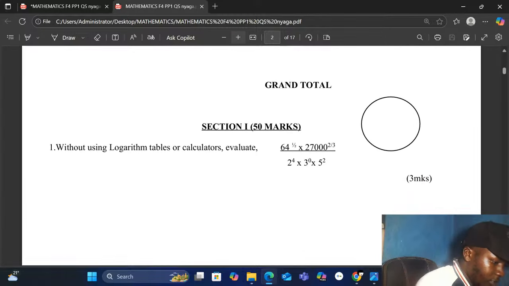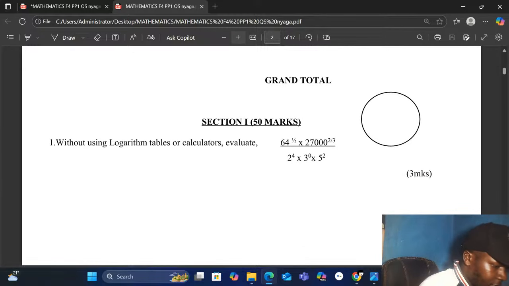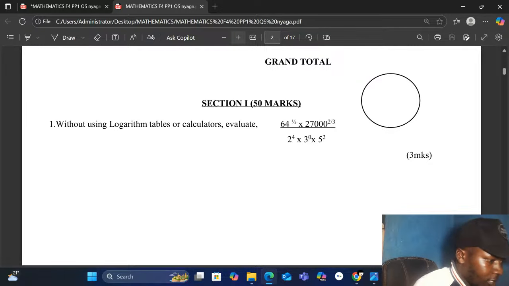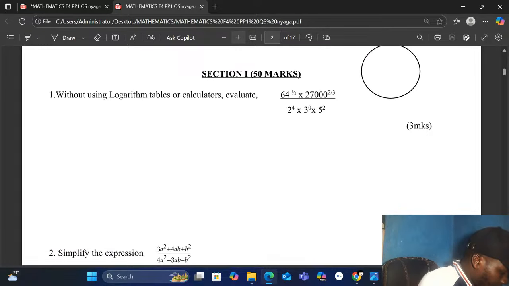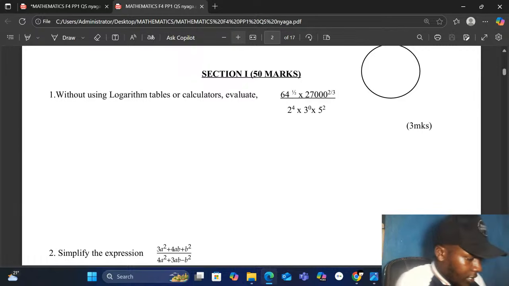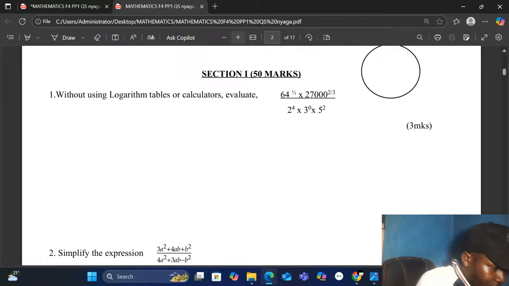Now we can use this one. Without using mathematical logarithm tables or calculator, you evaluate. We have 64 power half times 27,000 power 2 over 3, then we divide by 2 power 4 times 3 power 0 times 5 power 2.